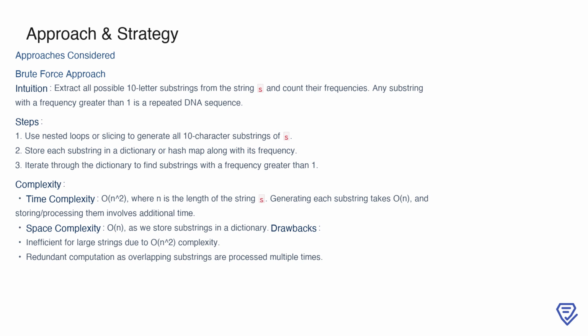However, while this approach is conceptually simple, it is not efficient. The time complexity is O(n squared), as generating each substring and processing them involves quadratic time for a string of length n. Additionally, the space complexity is O(n), since we need to store the substrings and their counts. This approach also suffers from redundant computations because overlapping substrings are processed multiple times, making it impractical for larger inputs.